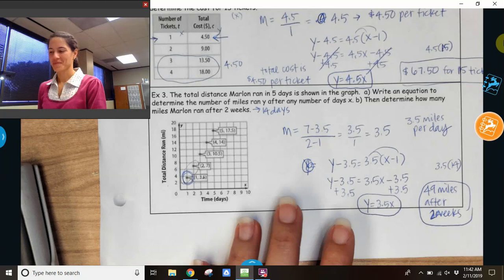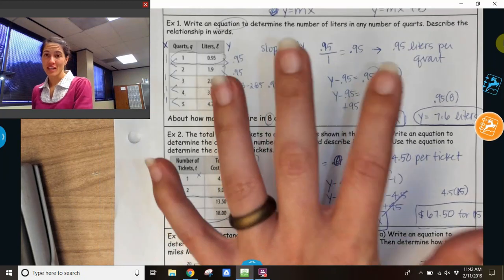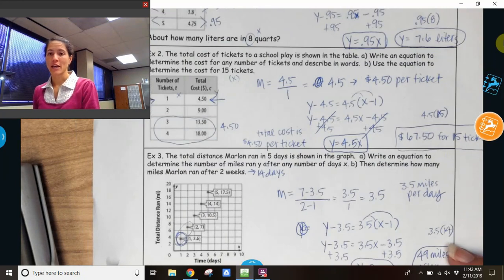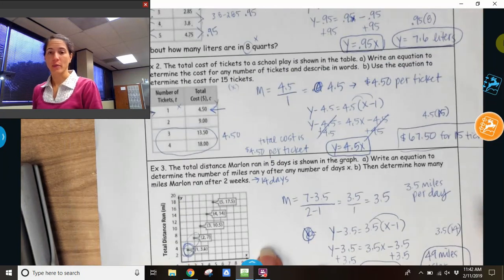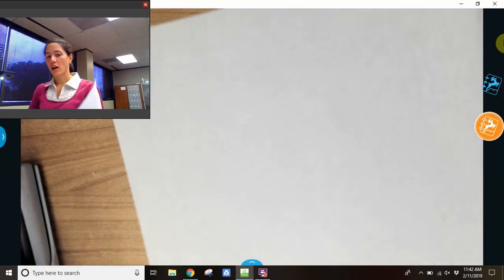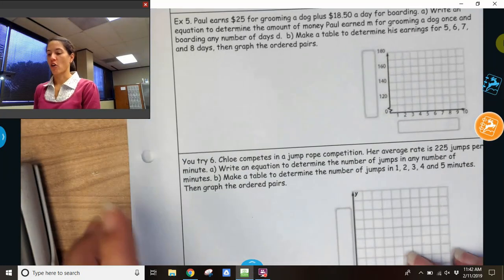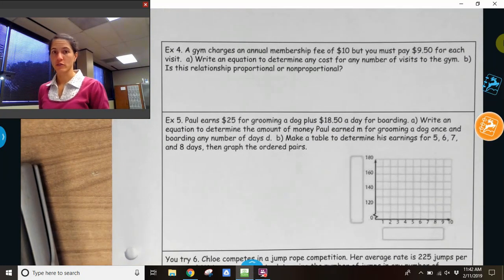Okay. So all three of these examples were proportional. All three of these examples were y equals mx, and we found the slope, and then we put it in point slope. So on the back, we might have some questions that are non-proportional. I don't know. So let's just see.